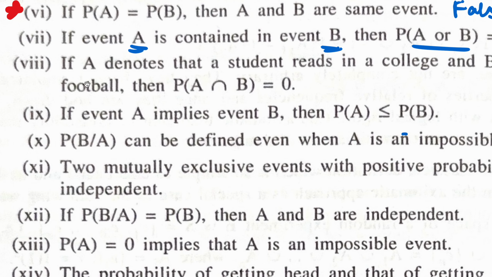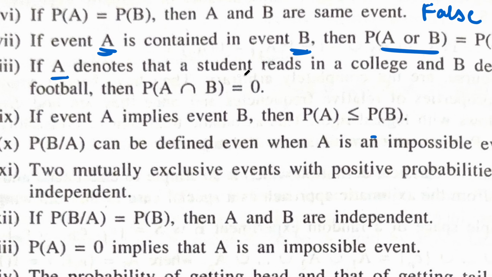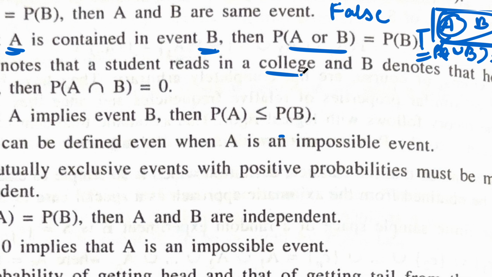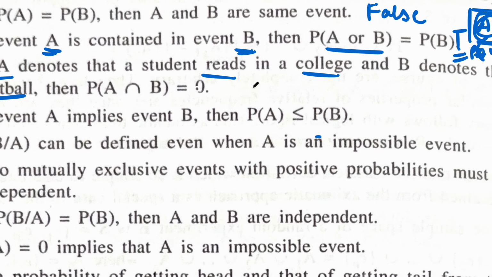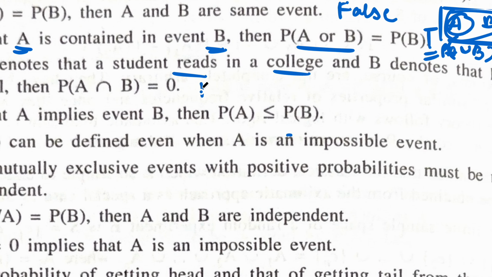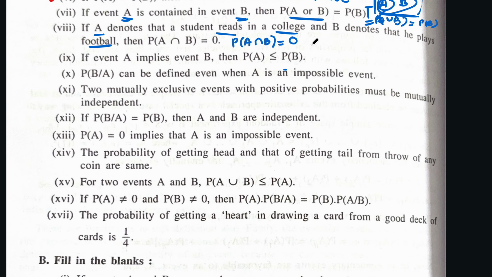If A denotes that a student reads in a college, and B denotes that he plays football, then probability of A intersection B is 0. I can't say that for sure now, can I? A person can read and play football. I think it would be false. Yeah, it's false.